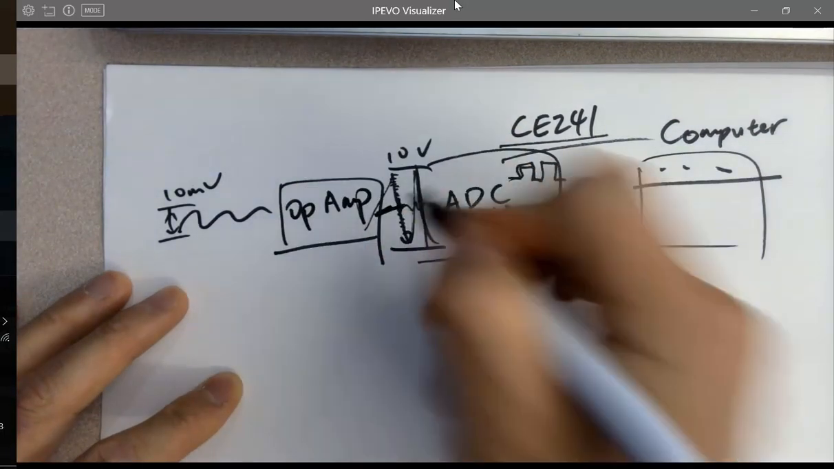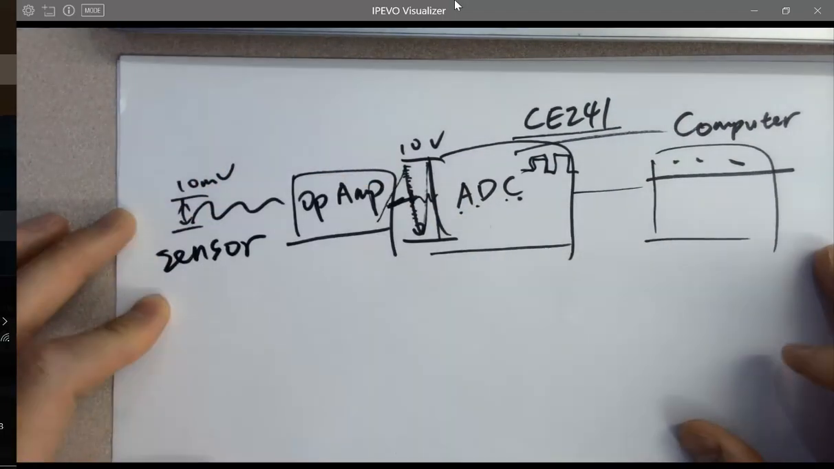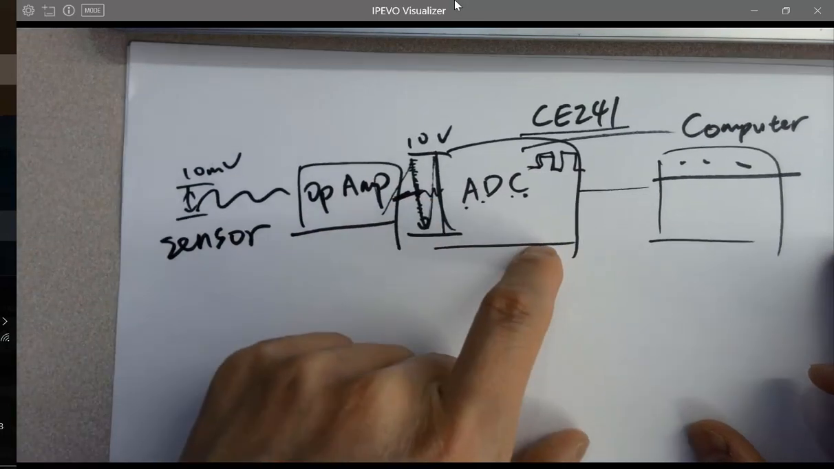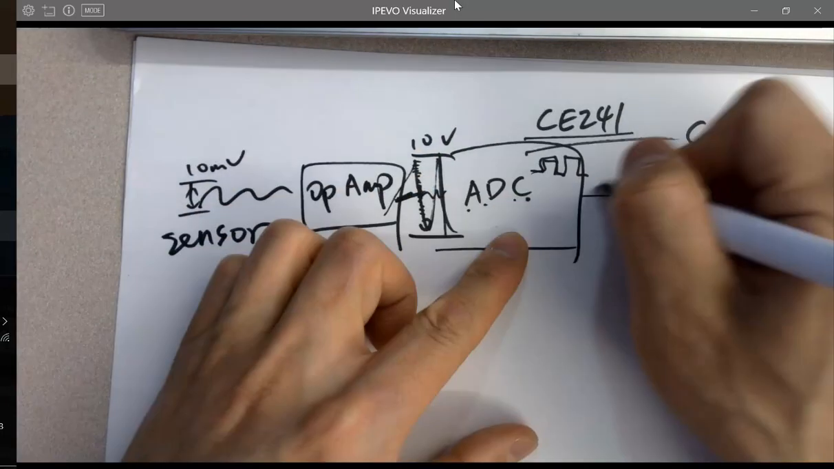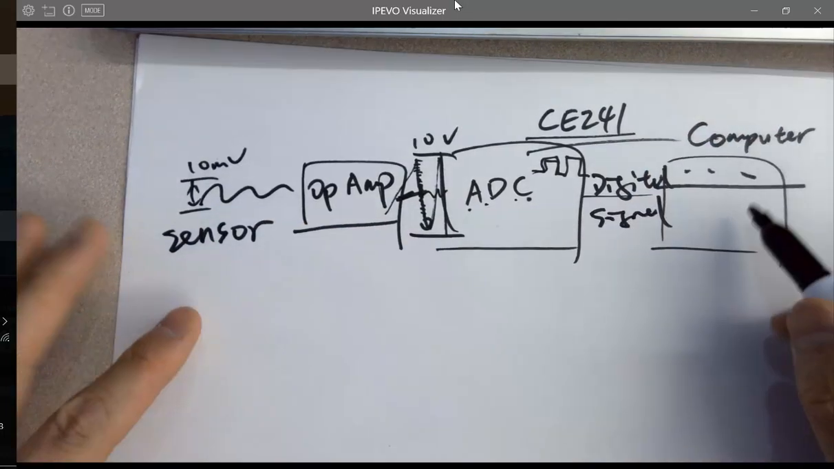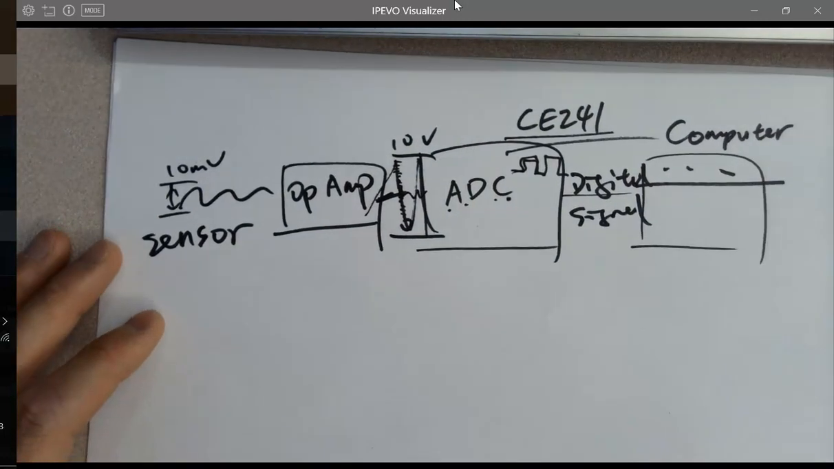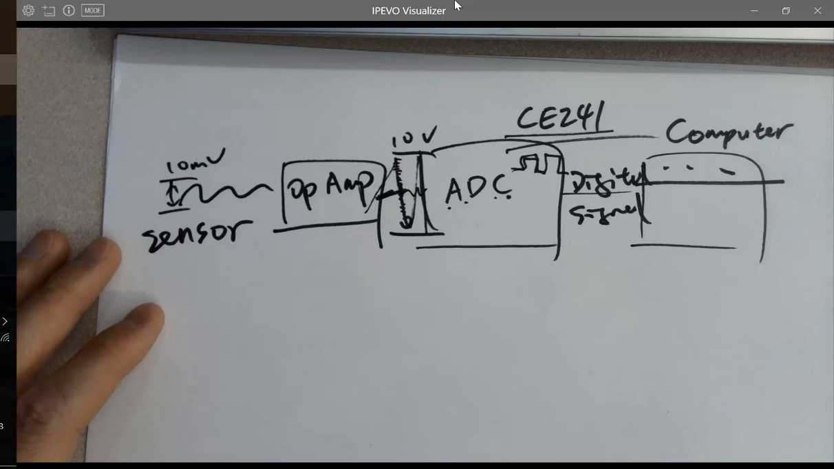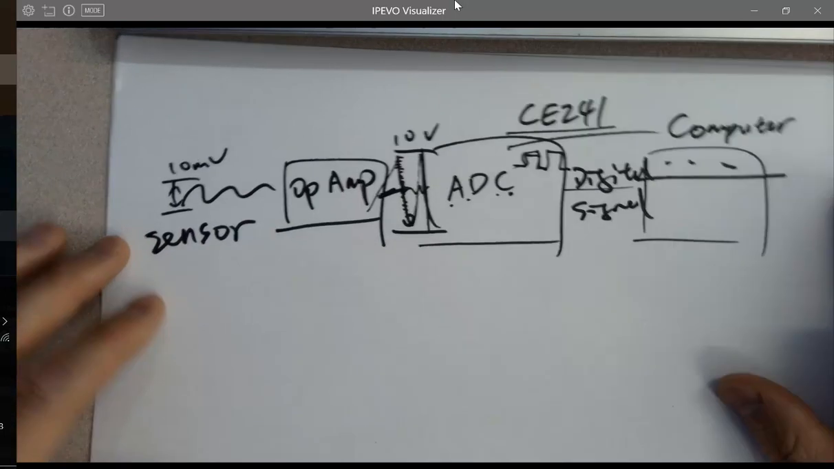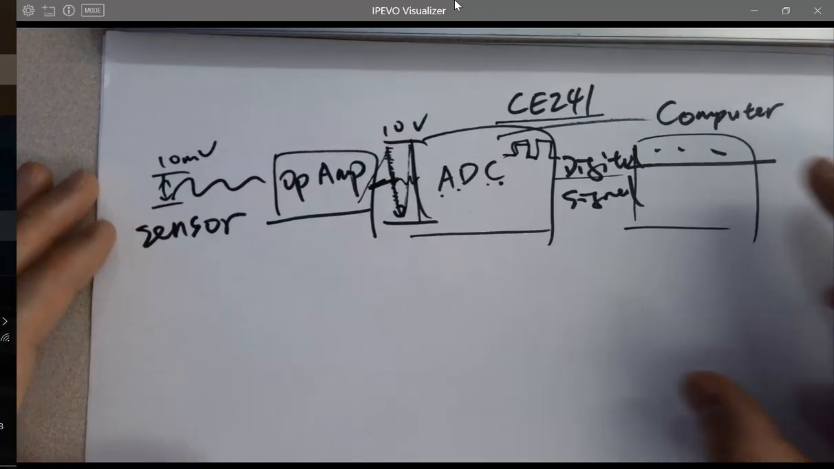Does that make sense? So it's an analog sensor to op amp and then to ADC. And eventually the ADC will send a digital signal to the computer to register all the data into the memory banks. Make sense? Doesn't make sense? Okay. Cool. All right. Okay. Is that fascinating?